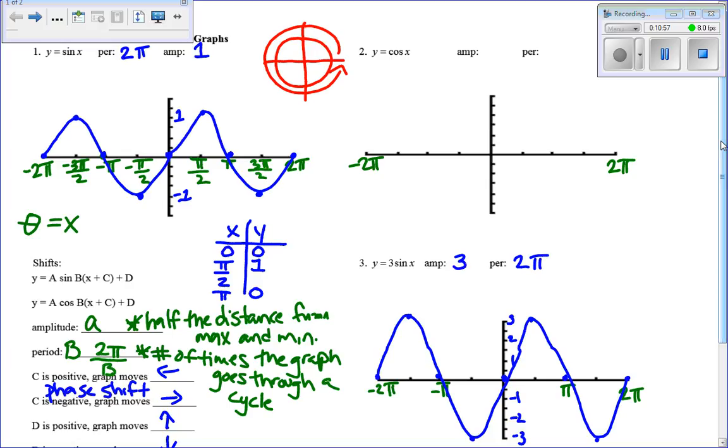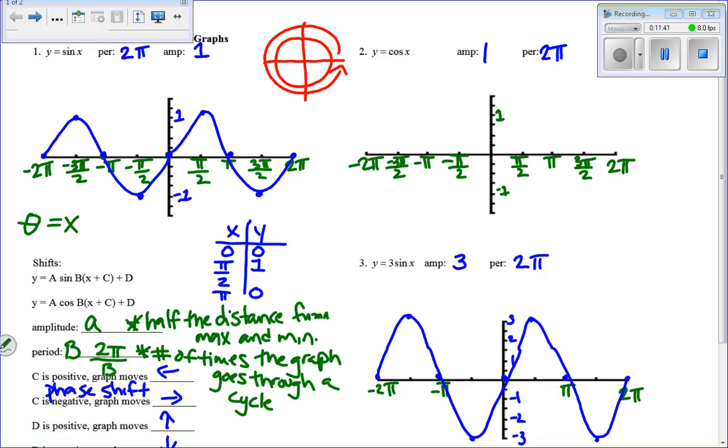Alright, cosine, the amplitude for this one, again, is 1. And your period is 2 pi over b. Your b value is 1. We don't have any change in our interval. Okay, labeling your x-axis again. We've got pi in the middle, pi over 2, 3 pi over 2. Okay. Now, this time we're going to think about our cosine values.